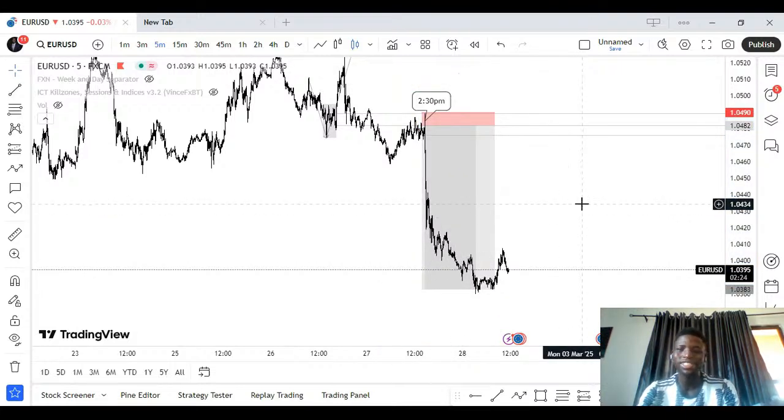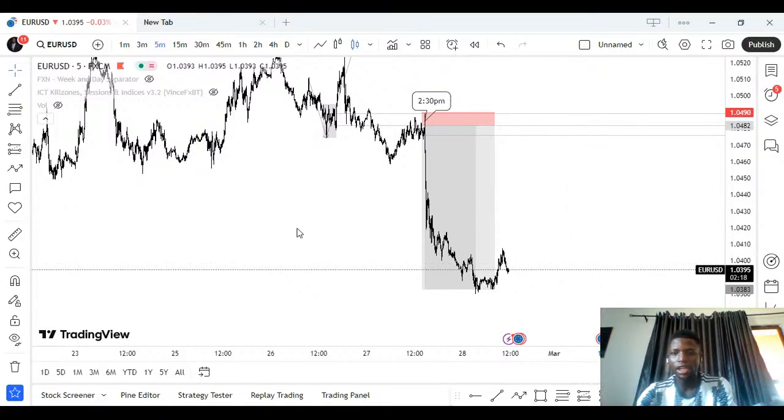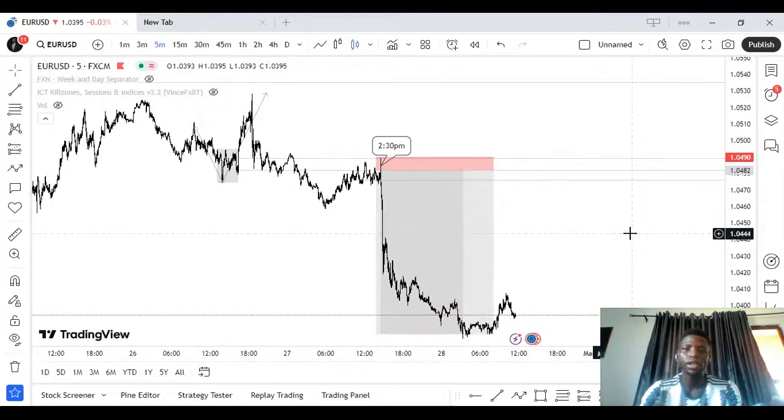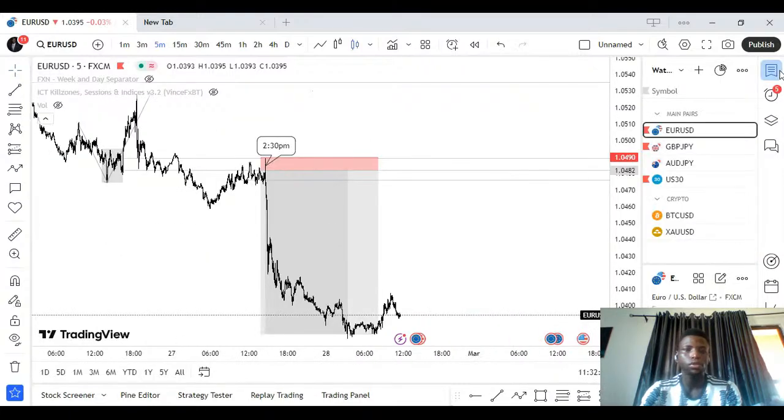The market is not rocket science. That's the truth. The market is not rocket science. It's no magic. It is you understanding what you are doing. All right, that's that for Euro USD.